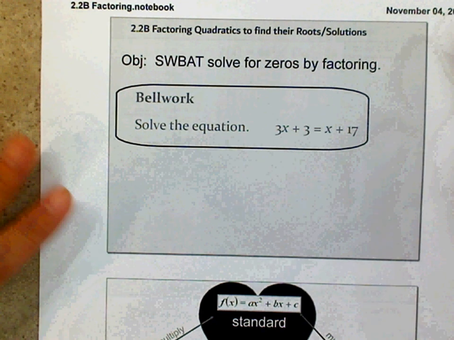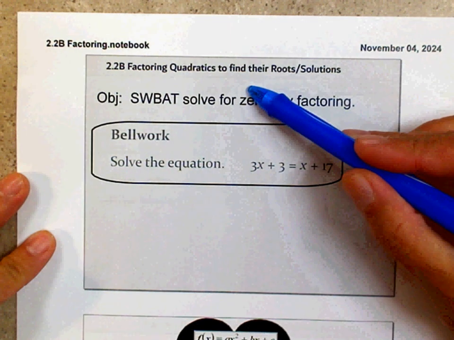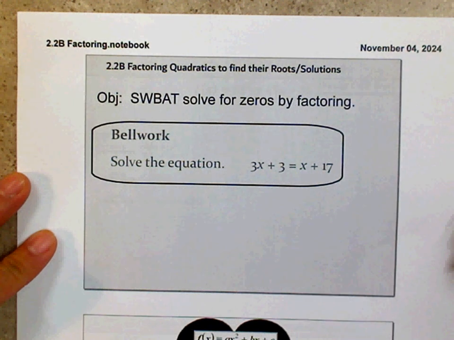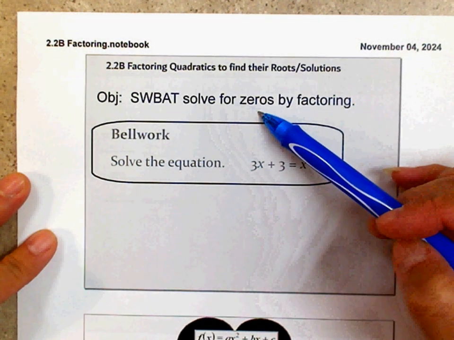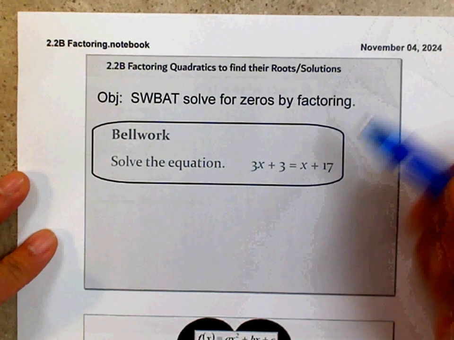Hey guys, welcome. This is 2.2, factoring quadratics to find their roots and their solutions, the number of solutions. So today students will be able to solve for zeros by factoring. All right, so let's take a look at your bell work.